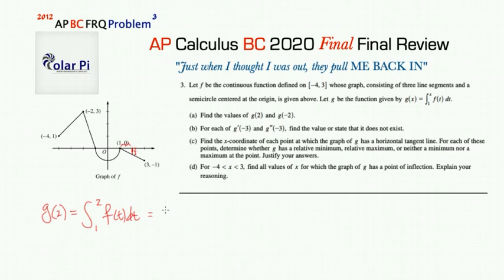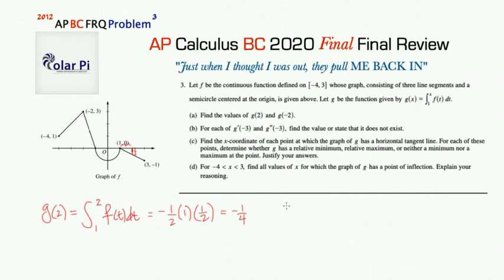So this is 1/2 base times height, the area of a triangle, and then the base we can use one of the legs, so that's 1, and then the other leg is 1/2. But remember, this is below the x-axis, and area below the x-axis is negative, so we throw in a negative sign right there, so the answer is -1/4. That's g of 2, right?